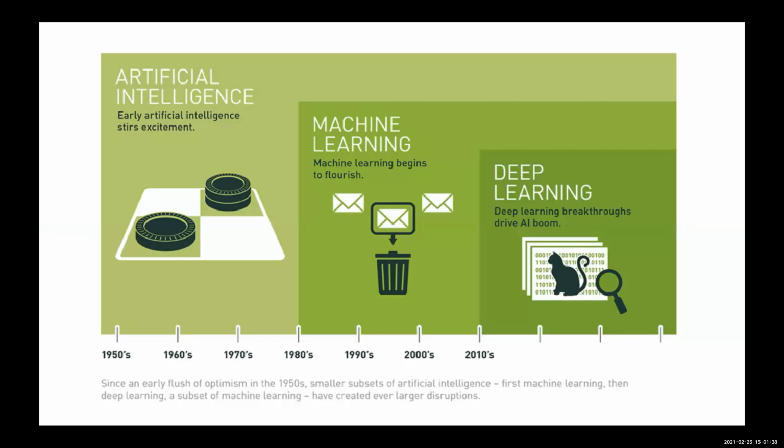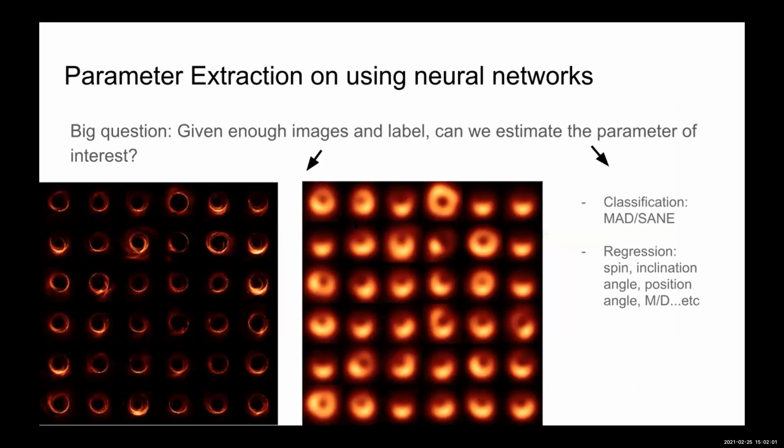One of the things that is really exciting recently is machine learning, in particular deep learning, which means that you are using machine learning with deep neural networks. And deep learning has been performing really well in computer vision tasks. In the past 10 years, there are many benchmarks that show that deep neural networks can achieve almost superhuman performance in many computer vision tasks. So the question we have right here is, given lots of these images and their labels, where the label means, for example, the spin value, can we estimate a parameter of interest?